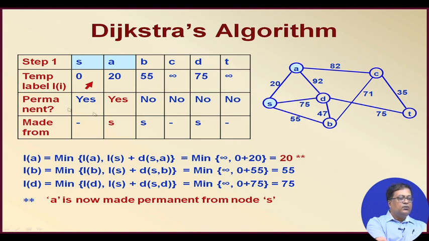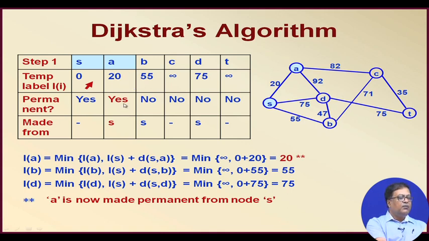Now, which one should be made permanent? Out of all the nodes, 0 is already taken out because it is already permanent. Out of the remaining nodes, which one is the minimum? A is the minimum. So, the optimal distance from S to A will be 20, and then we make A also permanent.